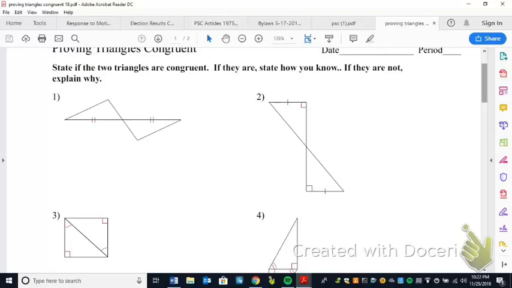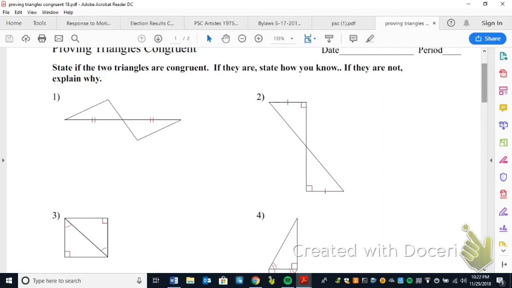Okay, so here we are. We are working on proving triangles congruent. So you should be doing this with your notes out from yesterday, going through this. On the front page, what we're looking at is whether or not the two triangles can be proven congruent.